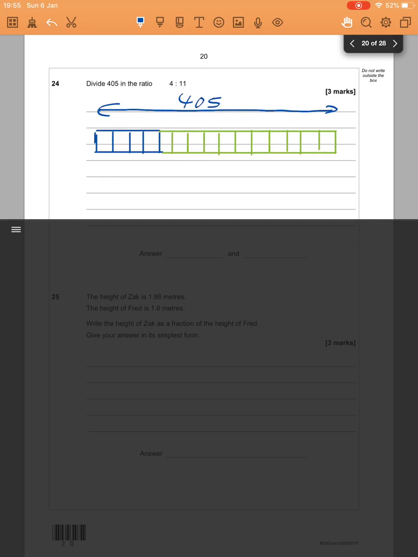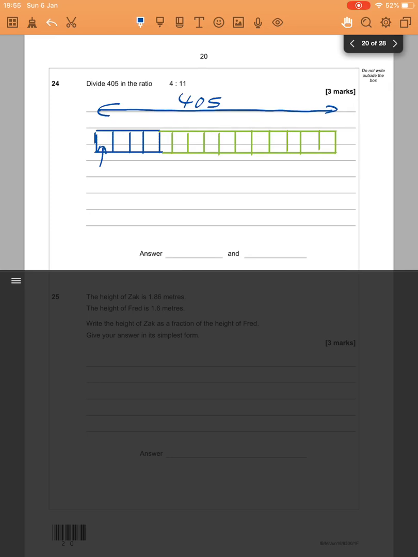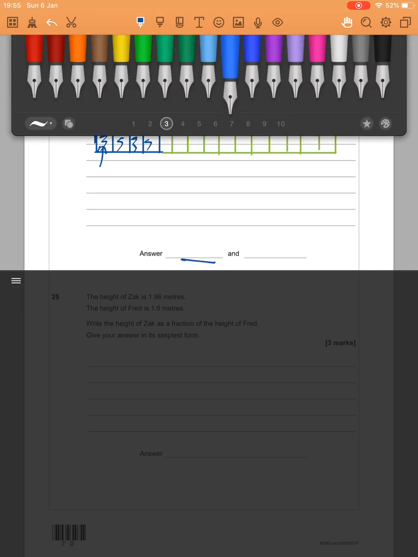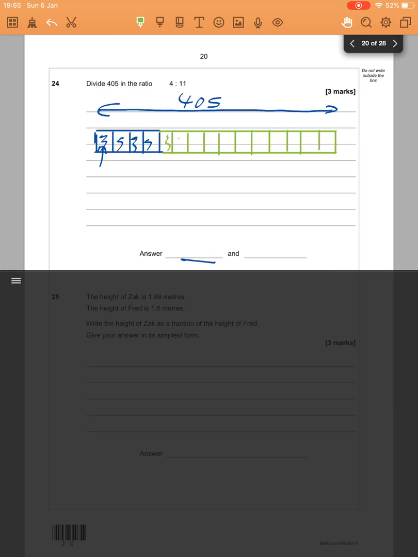So what would you have to do to find the value? There's 15 boxes here. What would you have to do to find the value of 1 box? What sum would you need to do to find out what 1 box is worth so that the whole bar is worth 405? When you know that, you can find the value of the 4 blue boxes, which would go here, and you can find the value of the 11 green boxes, which will go here.